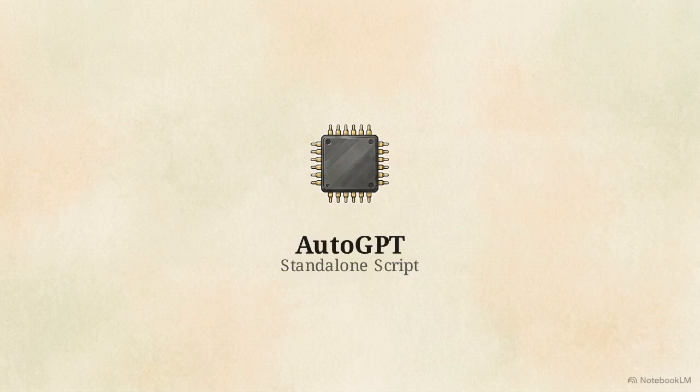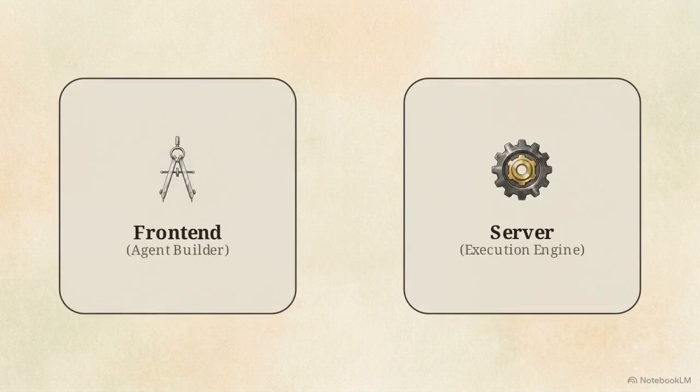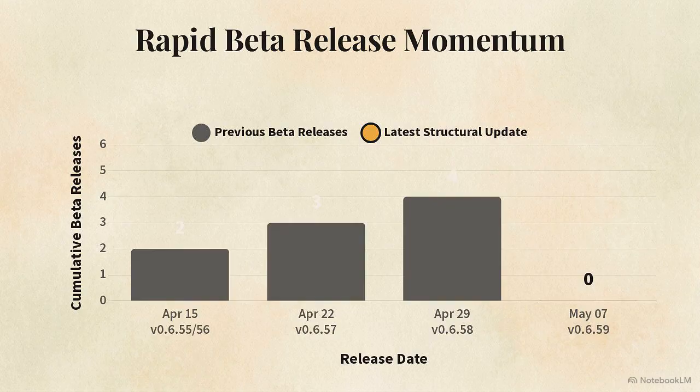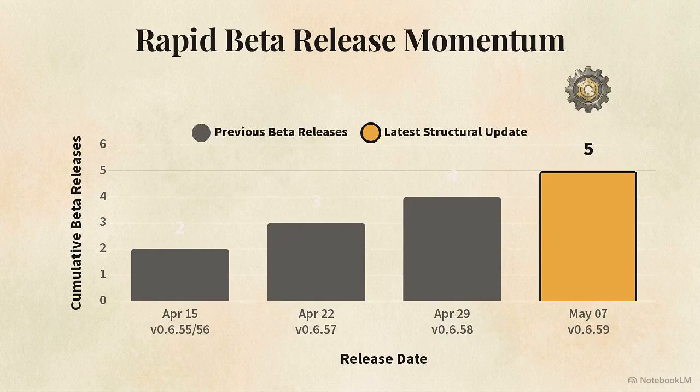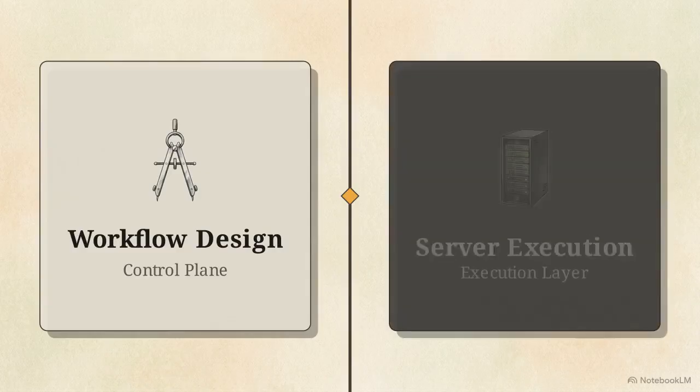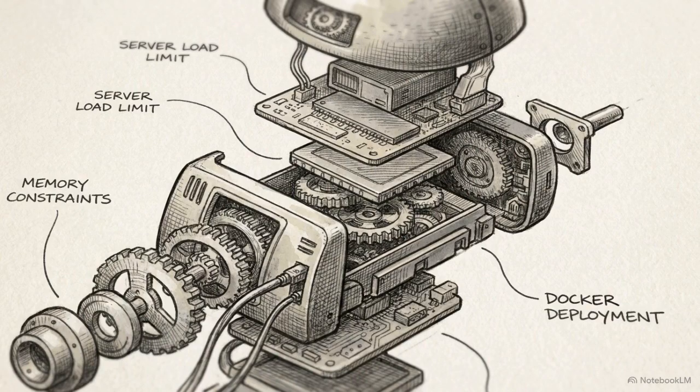The project began as a standalone script, but it has since evolved into a divided, split-stack platform. The repository shows intense recent momentum, rapidly pushing out a sequence of beta releases, like the recent v0.6.59 updates, that highlight its structural iteration. This places AutoGPT firmly in the developer tools category. It is a system for orchestrating software, not an app for generic content generation. To evaluate its utility, we need to examine the architecture that separates workflow design from server execution and map out the specific deployment constraints it presents for infrastructure teams.